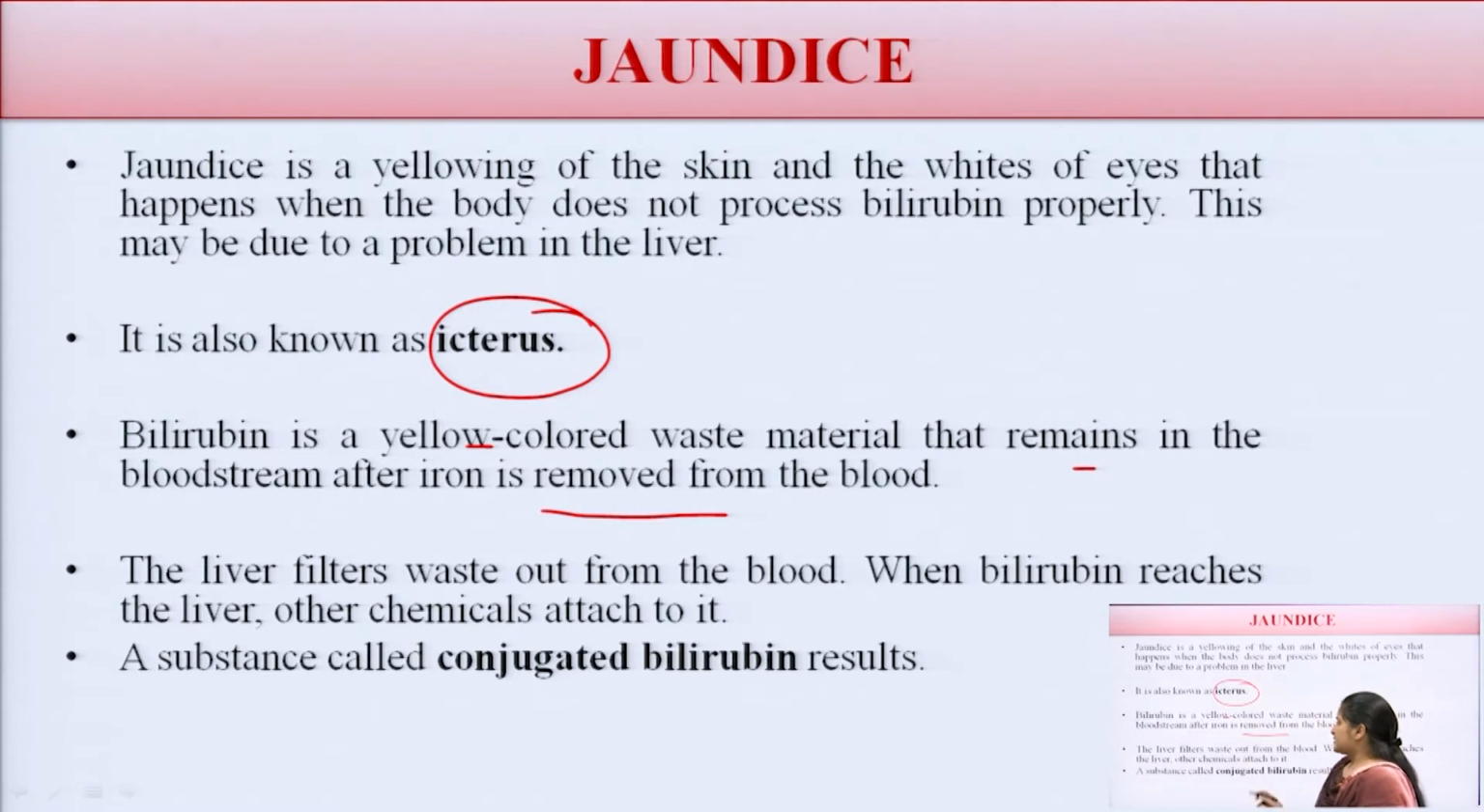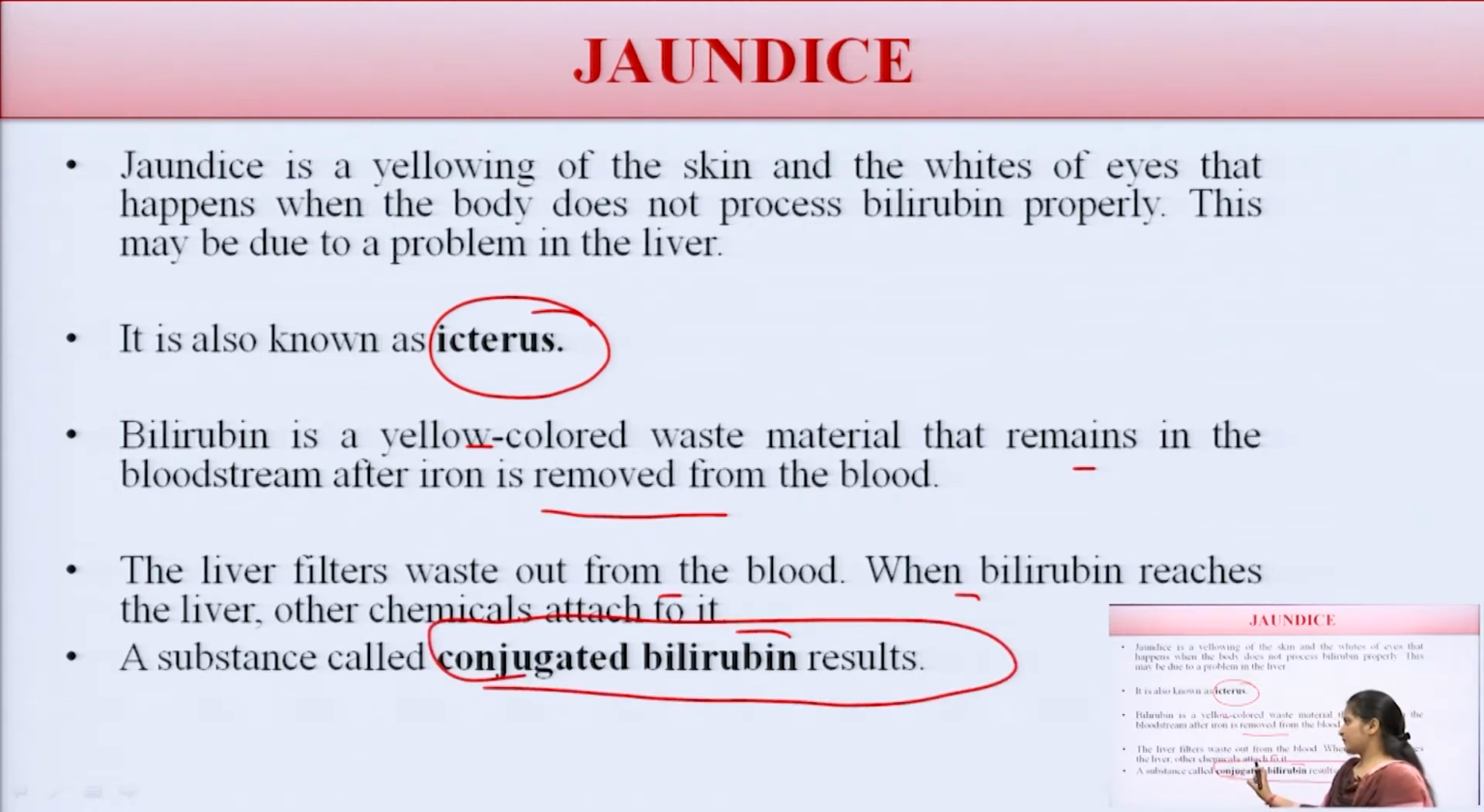The liver filters waste out from the blood. When bilirubin reaches the liver, other chemicals attach to it. This substance causes conjugated bilirubin, meaning whenever the liver excretes waste material, bilirubin reaches the liver and other chemicals attach to it, and bilirubin remains in the bloodstream. That is why it is known as conjugated bilirubin.